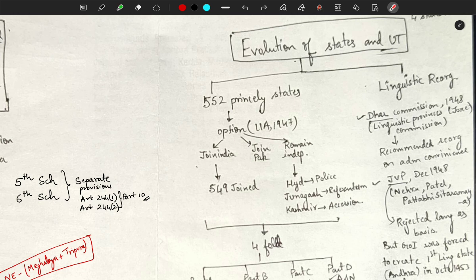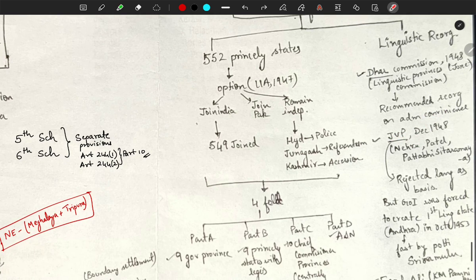This Dhar Commission was also known as the Linguistic Provinces Commission. Remember the month here, June 1948. It recommended reorganization on administrative convenience, not linguistic grounds. But later, after about six months, the JVP Commission was formed, which included Nehru, Patel and Pattabhi Sitaramayya. These three people also rejected language as the basis.